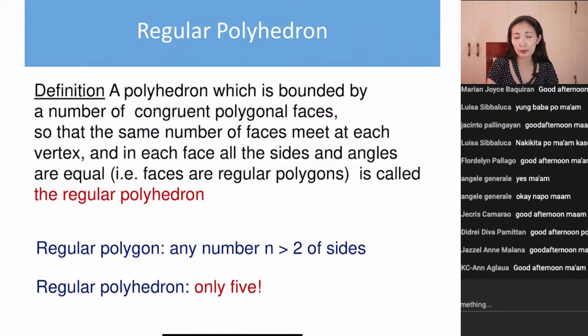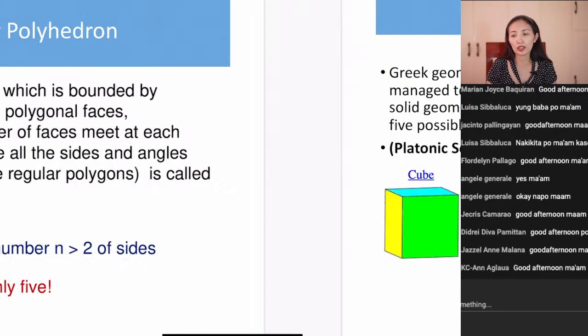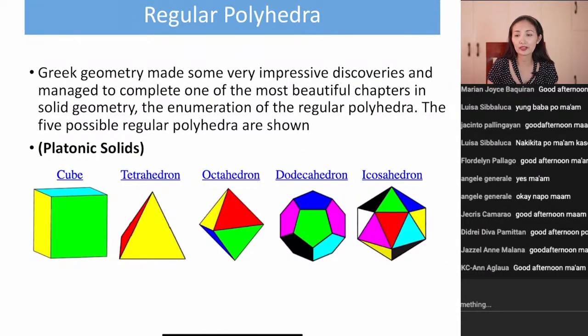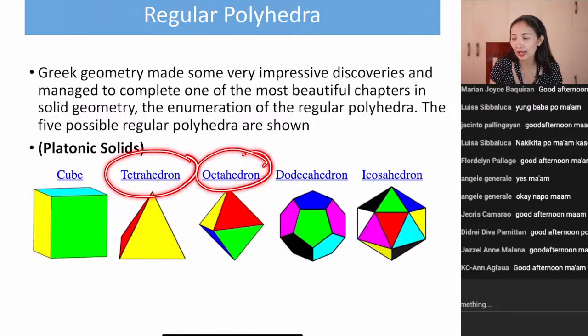So, two conditions must be satisfied. The faces are equal, and the angles formed at the vertices must be equal. There are only 5 regular polyhedrons. And what are they? The 5 regular polyhedra are your cube, like what I said a while ago, where the faces are squares. The cube, the tetrahedron, the octahedron, the dodecahedron, the icosahedron.